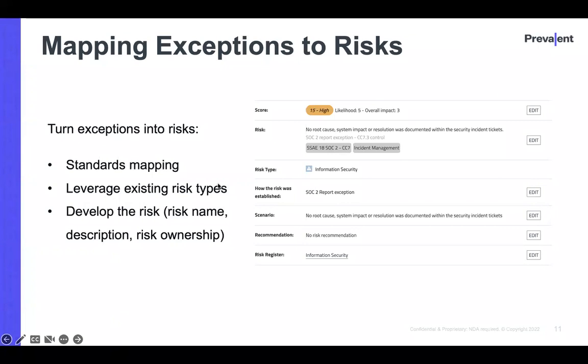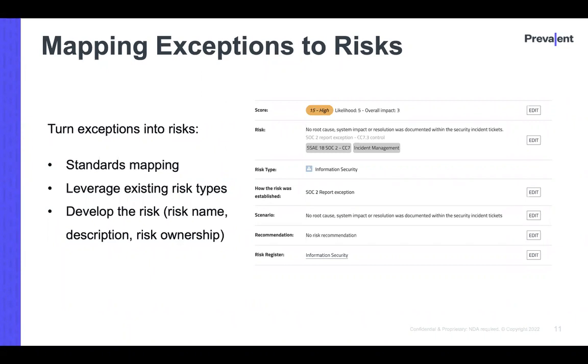Are there existing risk types in our own risk register that we can apply this risk to? Can we apply tags and risk types around incident management, or around particular SOC 2 controls, if we've done that type of mapping? Do we have a standard risk register that we can carry all these risks into, so that when we start to receive more SOC 2 reports, we can do more trend analysis and get overall viewpoints, particularly when similar risks and exceptions are occurring?